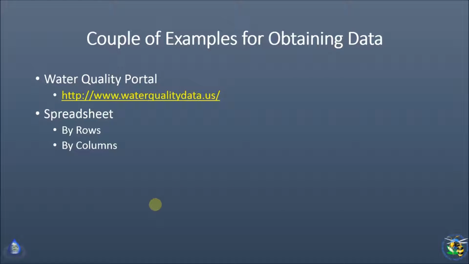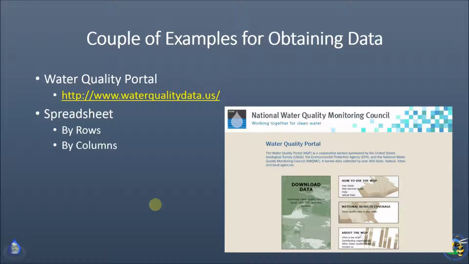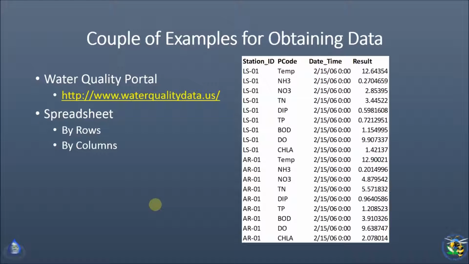Now, as far as examples of obtaining data, the first one is the Water Quality Data Portal. It's a joint portal between the USGS and EPA. And you can download data based upon HUC or geographical area, and it'll create two zip files that contain station information and then data, measured values, which you would have to manipulate to bring into WRDB, but it would be a good start.